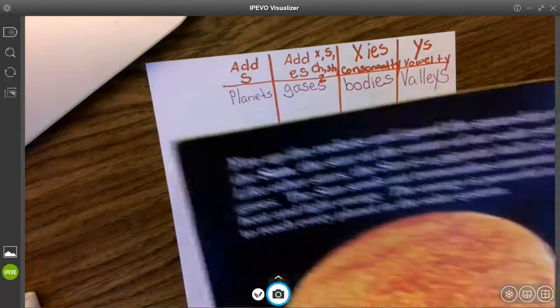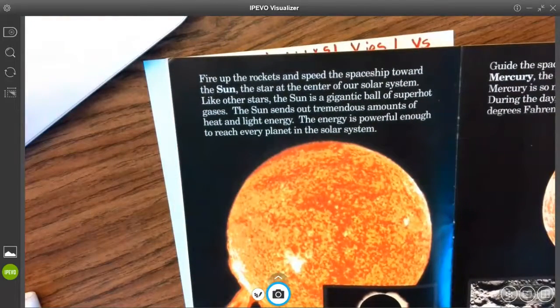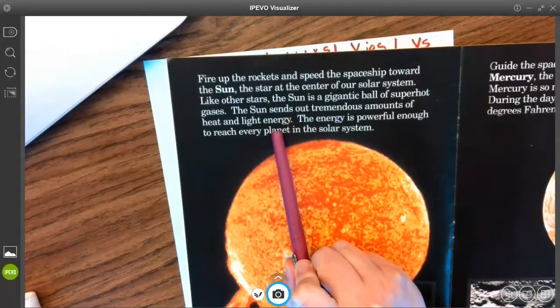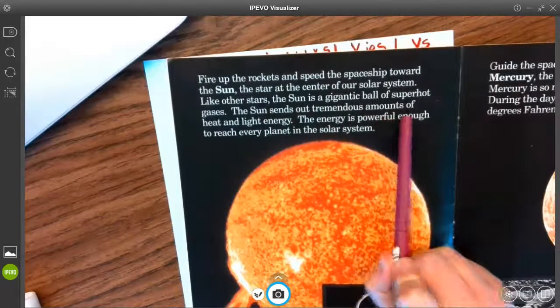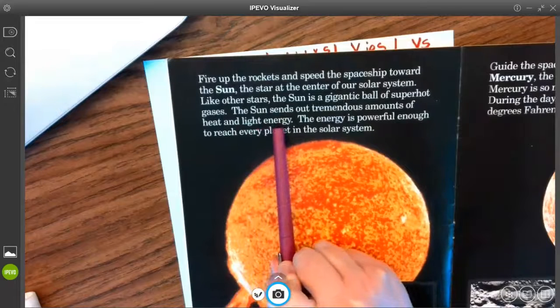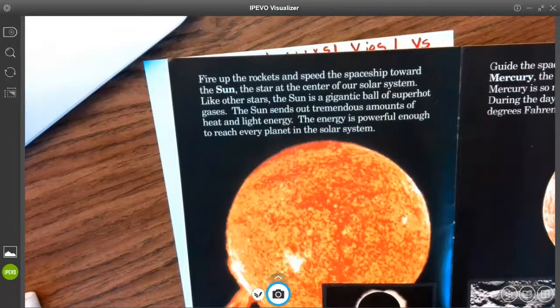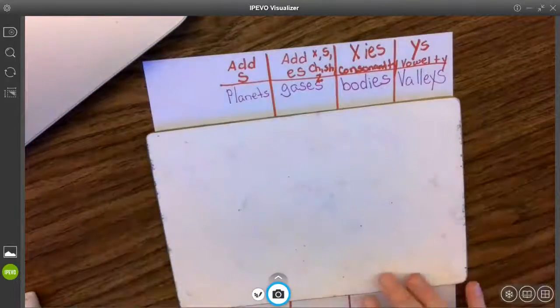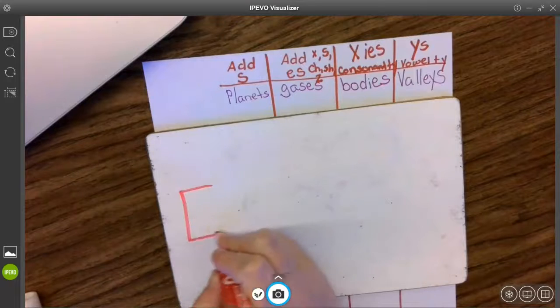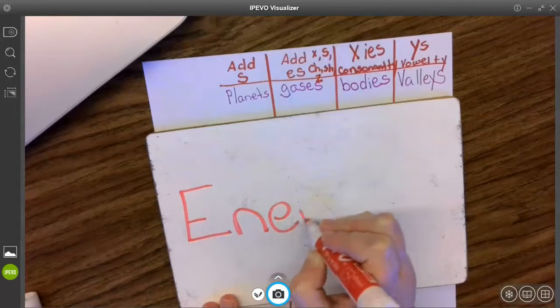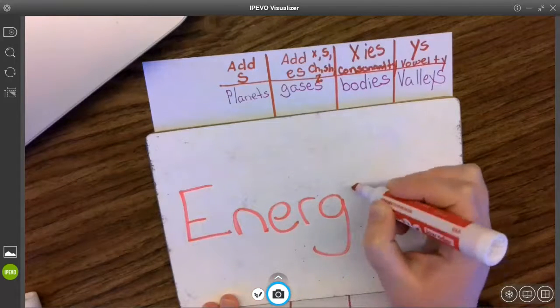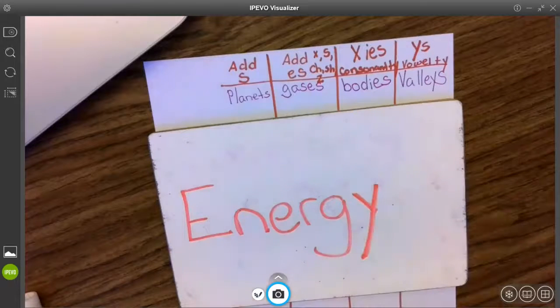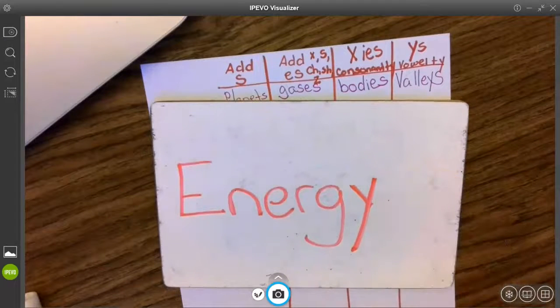Now, before we keep reading, though, there's one word I want us to look at. And that word, they did not make plural, but we're going to make it plural. And the word is energy. It says the sun sends out tremendous amounts of heat and light energy. I want to make that energies, more than one. Okay? So our base word here is energy. What does energy end in? It ends in a Y.